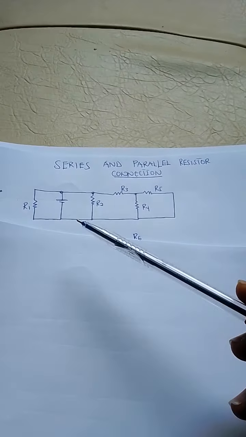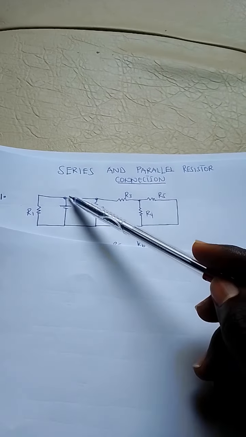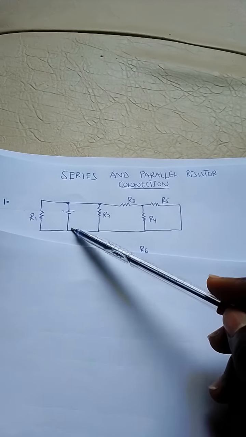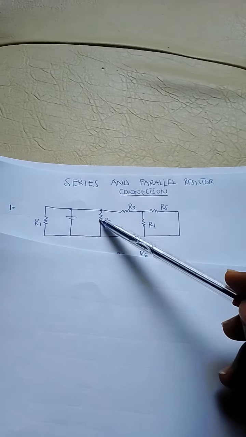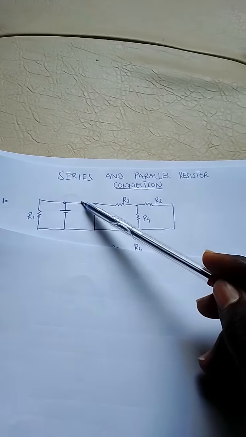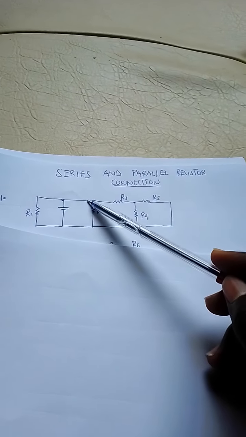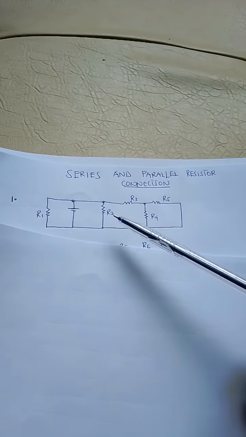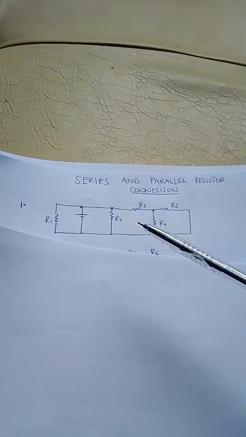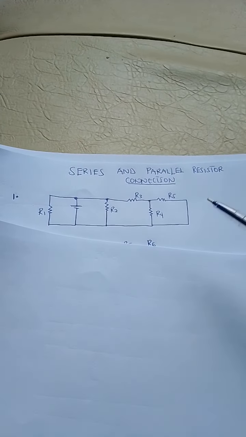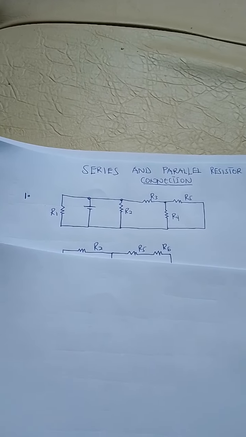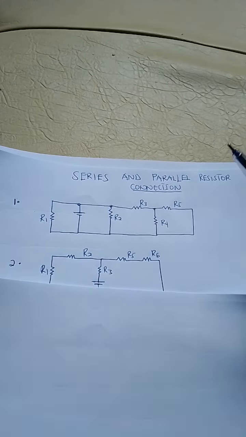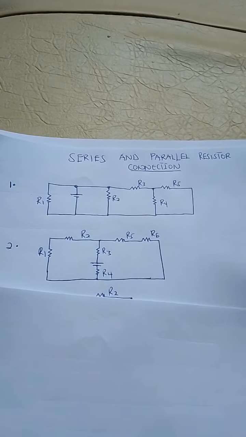Let's see R1 and R2. For R1 and R2, I have a node here, so they can never be in series. For that reason, if I traverse their path, I'm not meeting any other element, so I can say that R1 and R2 are in parallel. Now, when we are considering parallel and series connection of resistors, we consider two at a time. So let's see our second example. For our second example, we have six resistors here.